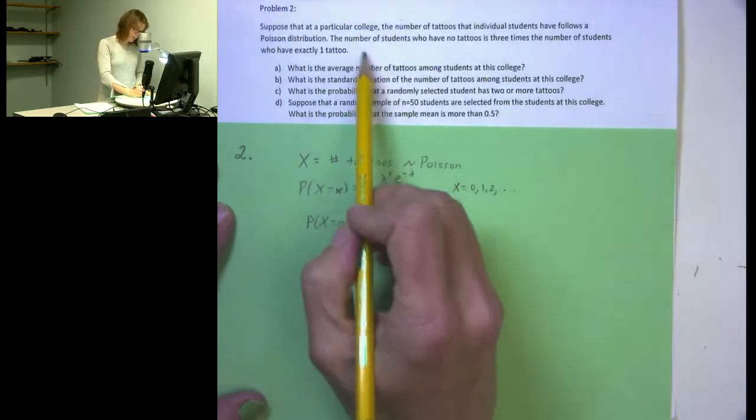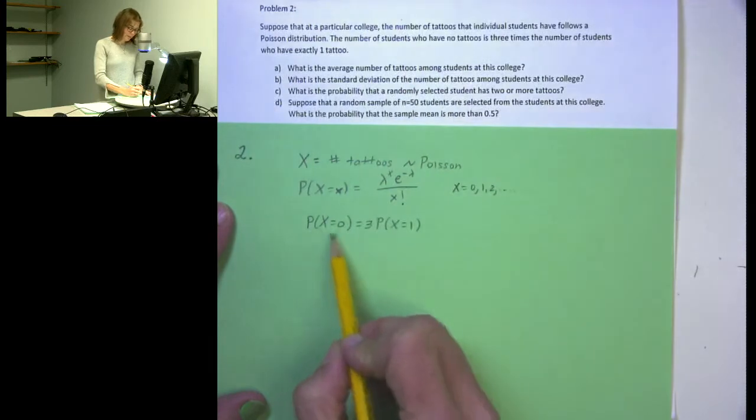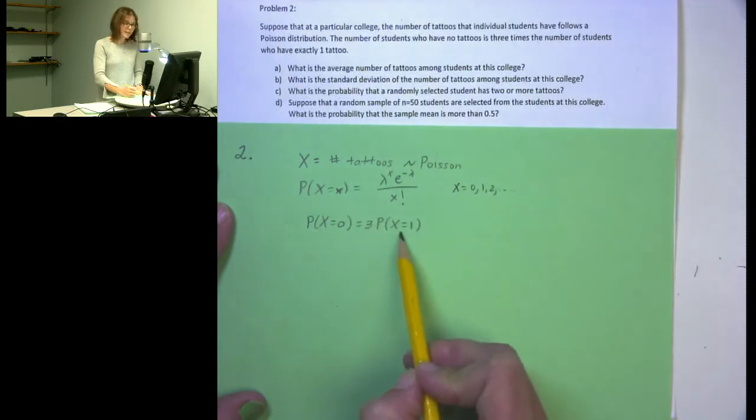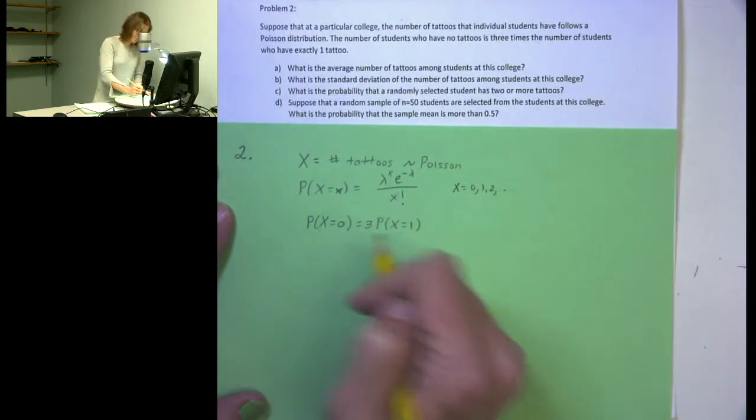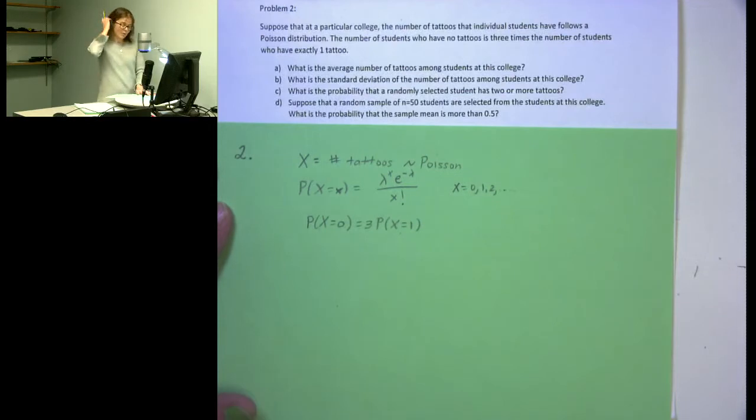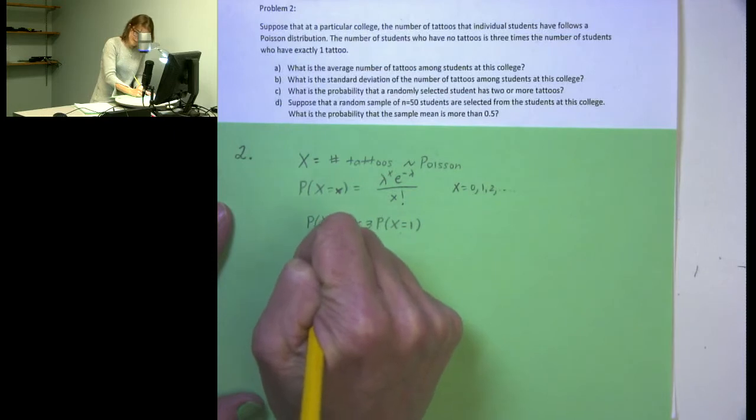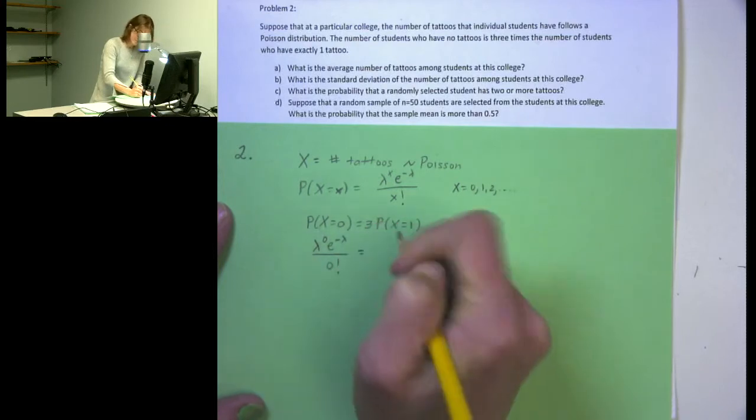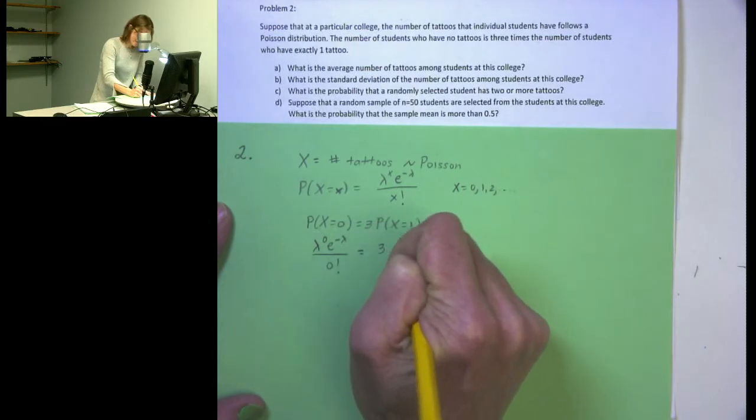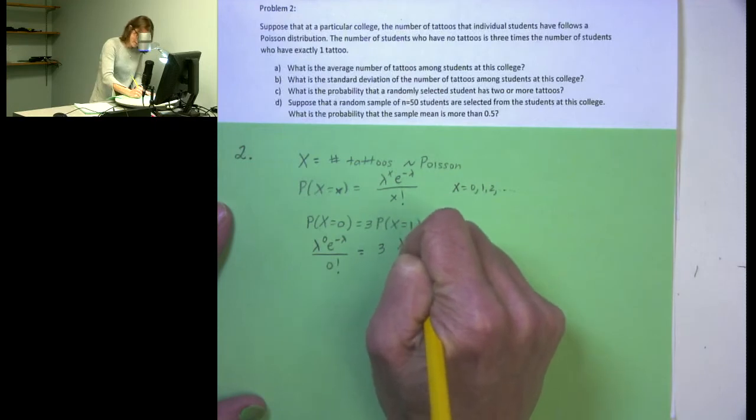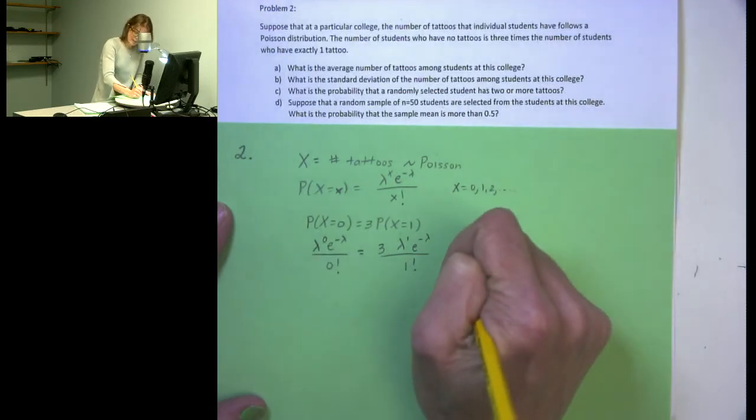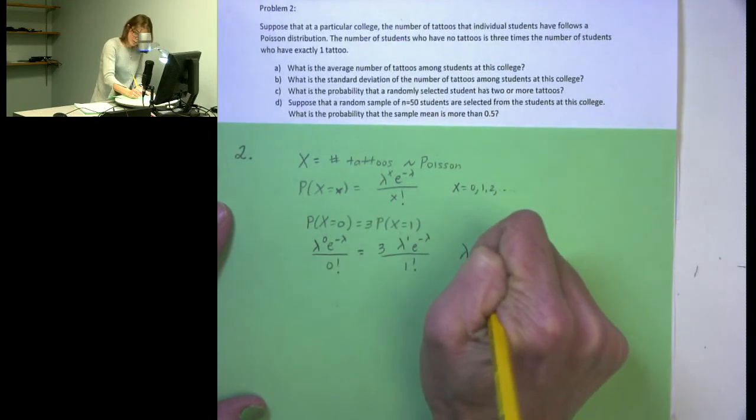And we are told that the probability of no tattoos is 3 times the number who have 1 tattoo. So 3 times the probability of 1. And so I can use my probability mass function and say, okay, this means that lambda to the 0 times e to the minus lambda over 0 factorial equals 3 times lambda to the first power times e to the minus lambda over 1 factorial. And I can solve this, and if I do, I find that lambda is equal to 1/3.